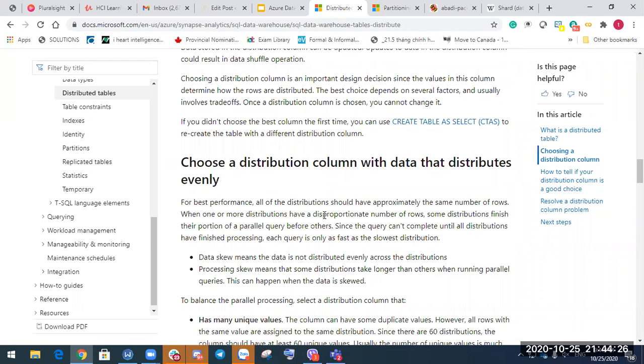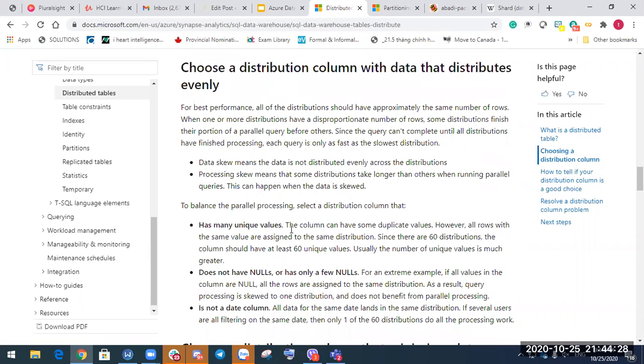So let's see the definition of data skew. Data skew means that data is not distributed evenly across the distributions. Because of data skew, remember the picture where one has more data than the others, it creates an unbalanced workload, because the query is only as fast as the slowest distribution. If all other servers finish before that particular one, you still need to wait for it to finish before you can move on with your query. So that is what data skew is.